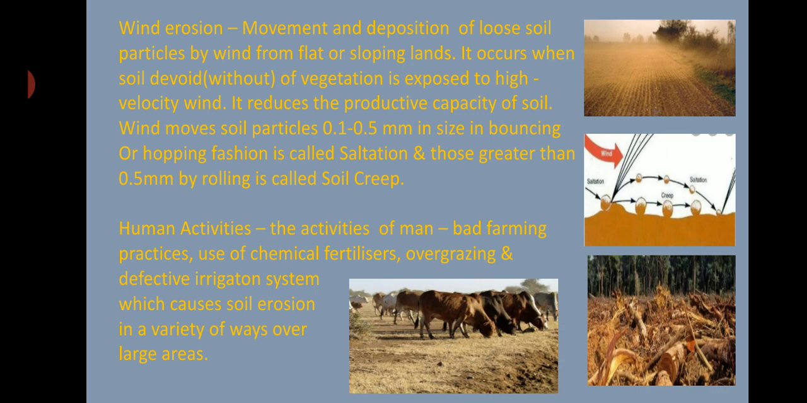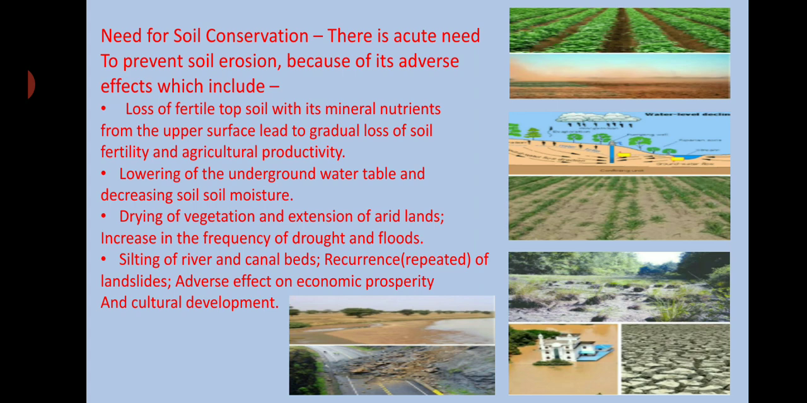All these actually cause the soil erosion. Now, the question comes, why do we need to conserve the soil? You see, we need to conserve this soil so that we can prevent, first of all, the soil erosion. And why? You can just see the first picture, which means the loss of fertile topsoil with its mineral nutrients from the upper surface leads to gradual loss of soil fertility and agricultural productivity.